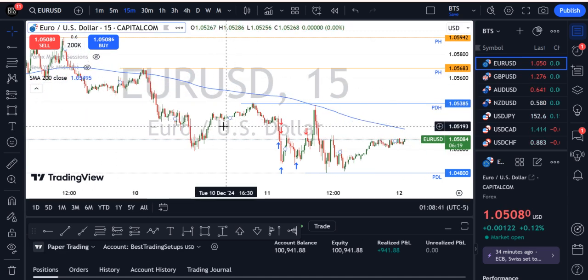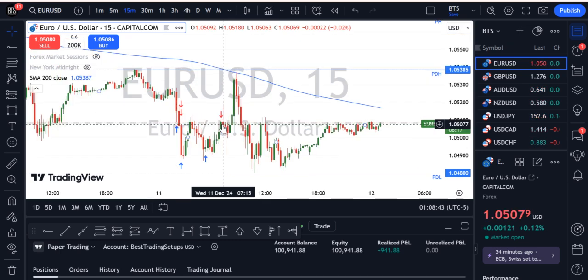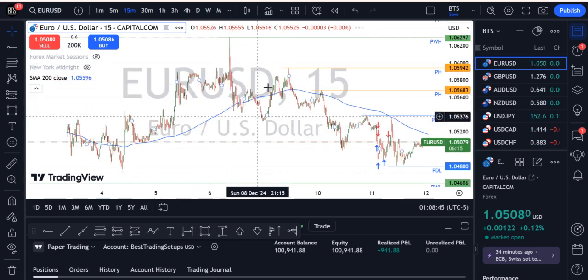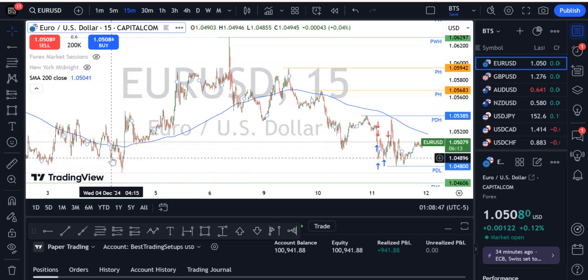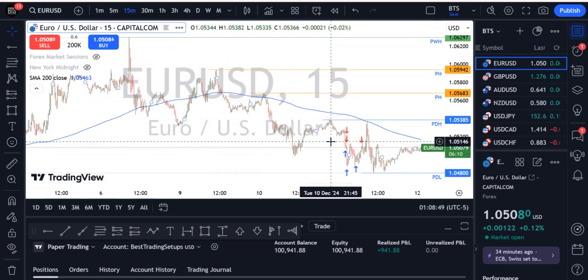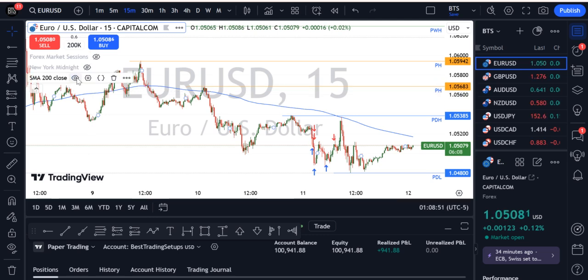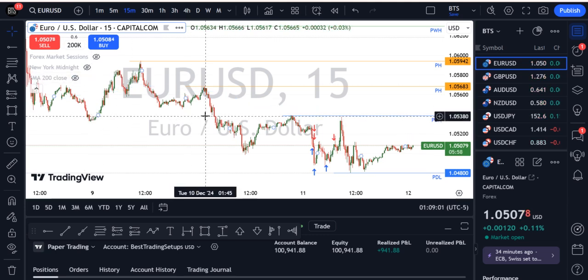I have my SMA 200 also, which I use for the SMA crossings. Not every time, but in some cases I use it as a means of confluence. Also the New York midnight, I use as a means of confluence. But generally, I can't just pick my trades off the SMA 200. I just use it as confluence.